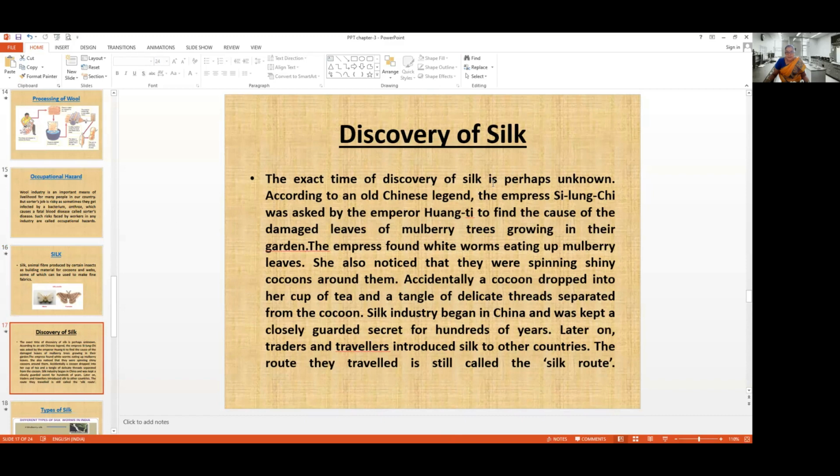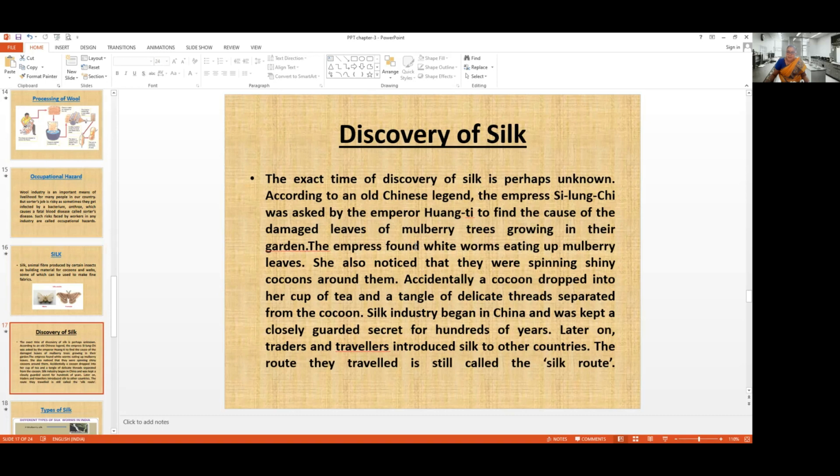So what is the exact time of discovery of silk? According to an old Chinese legend, the Empress Lungxi was asked by the Emperor Huang Ti to find the cause of the damaged leaves of mulberry trees which were growing in their garden. The Empress found white worms eating up the mulberry leaves. She also noticed that they were spinning shiny cocoons around them. Accidentally, a cocoon dropped into her cup of tea and a tangle of delicate thread separated from the cocoon.